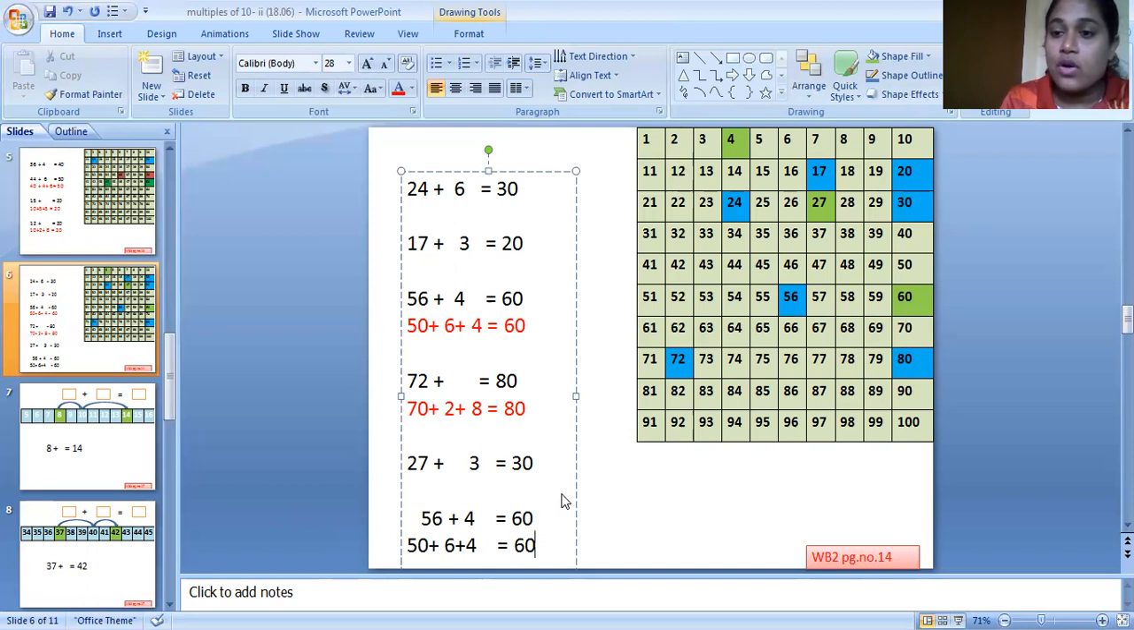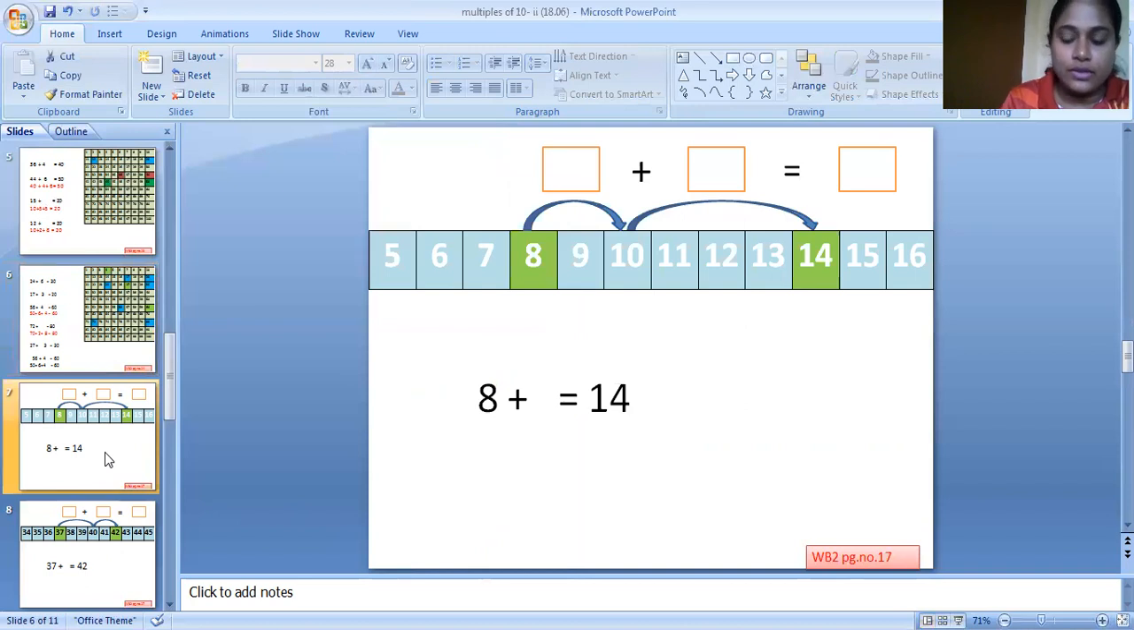And there are some more activities on page number 14 too. You have to complete all those activities. And also, when we move to page number 17 of workbook 2, it has something like this. They have given the sum, but we have to find the gap. We have to fill this gap. So first, we should mark the given numbers on the given number line.